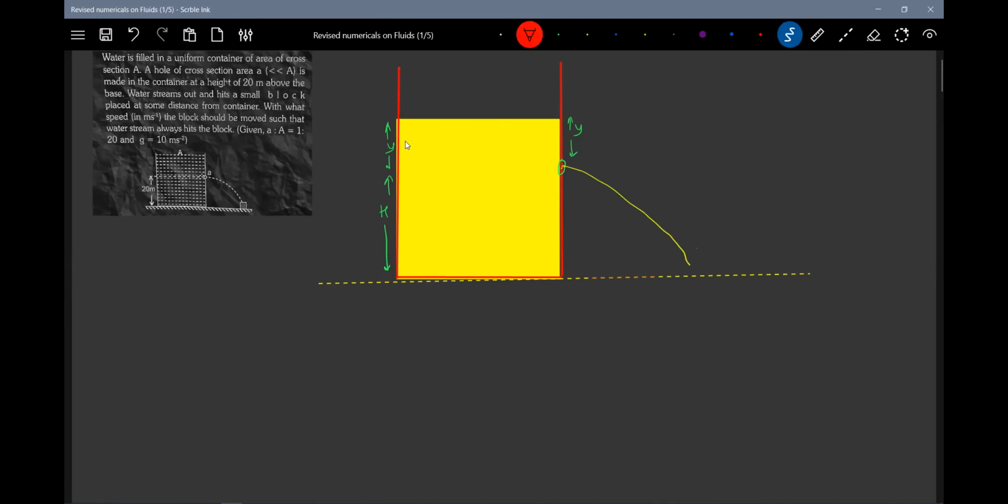So let's have a block. With what speed should this block move so that all the time the jet should go and strike this one? So he's asking to get the speed of this one. So here is that hole. I'll indicate it by another color. So from here, it will emerge.